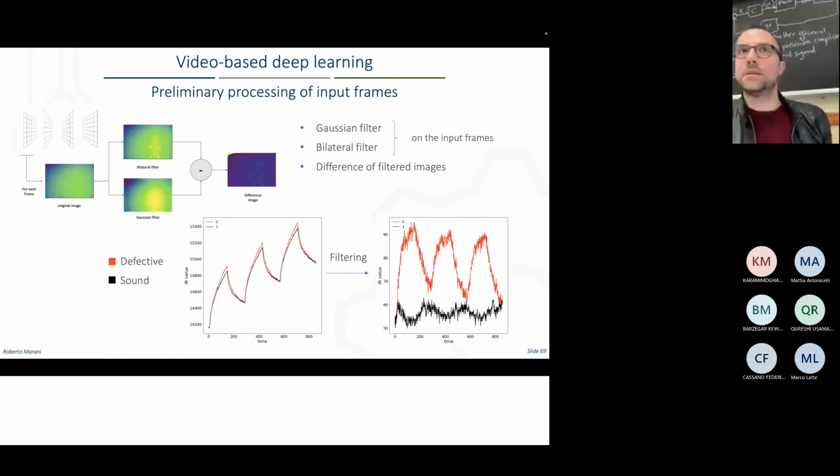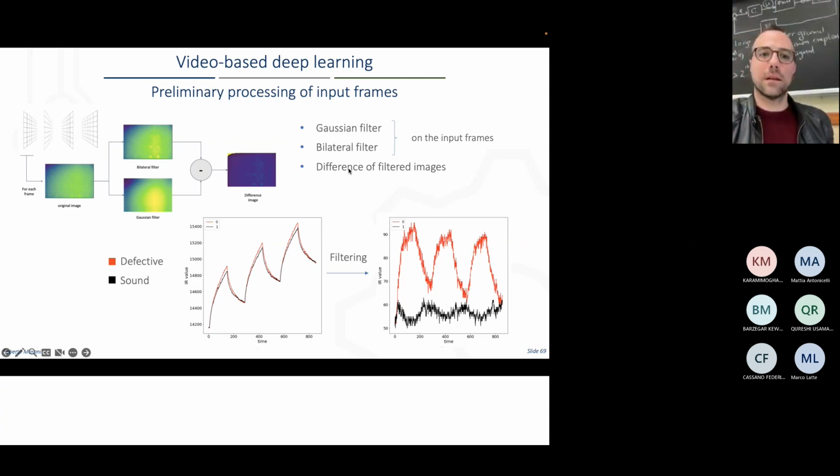Pre-processing is always needed for these purposes, and then starting from the original image, just one frame, we take a bilateral filter and a Gaussian filter. So these are 2 filters that are very well known in the literature for image processing. In any book, you can find the implementation of these filters for image processing.